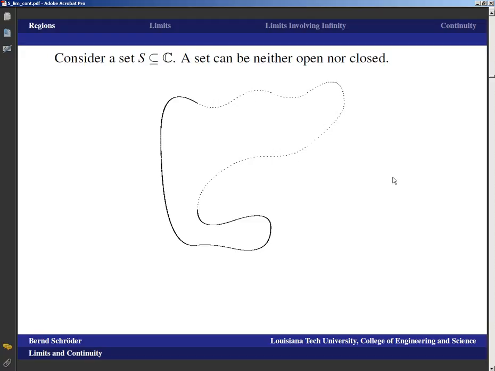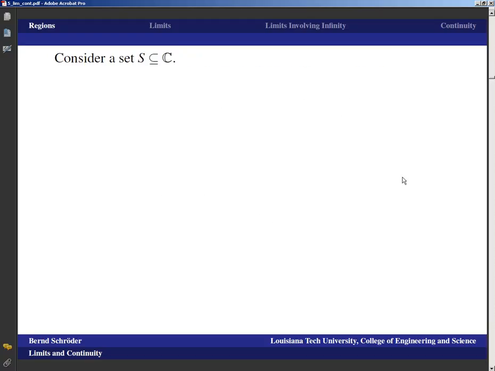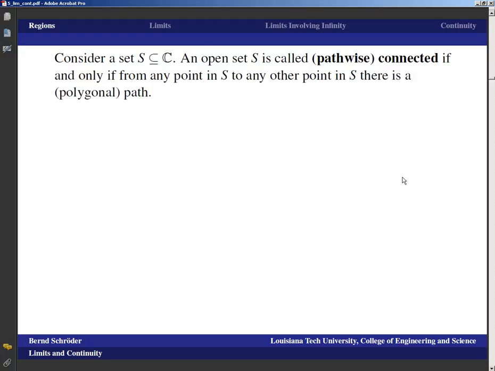So if some part of the boundary is missing but other parts of the boundary are there, then it's not open, because these points here are not interior points. But at the same time, it's not closed, because these points here that are not in the set are not exterior points. Okay, we keep considering sets. I think now we're going to talk about connectivity.